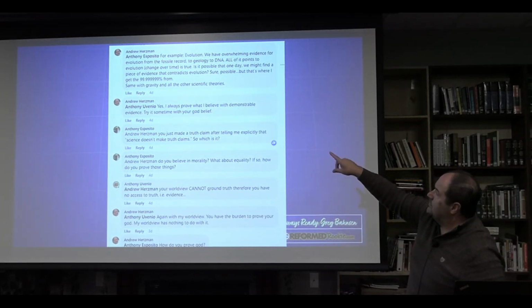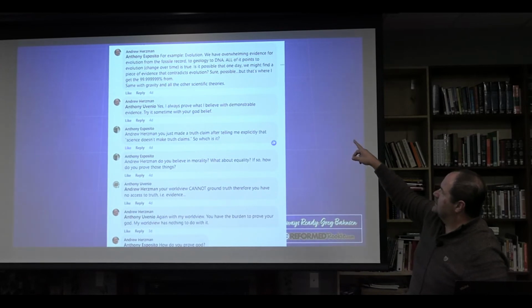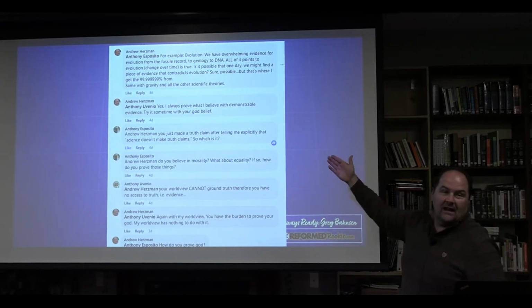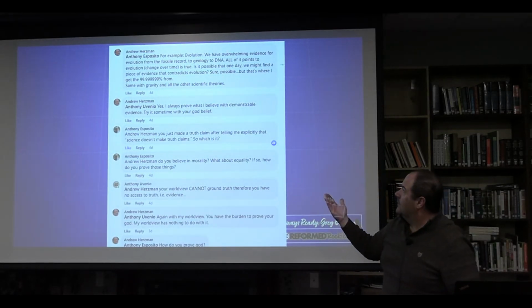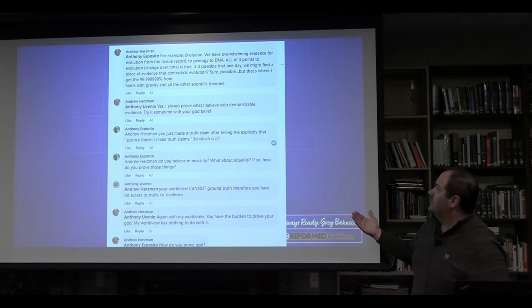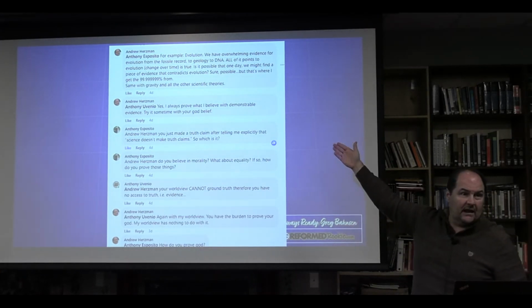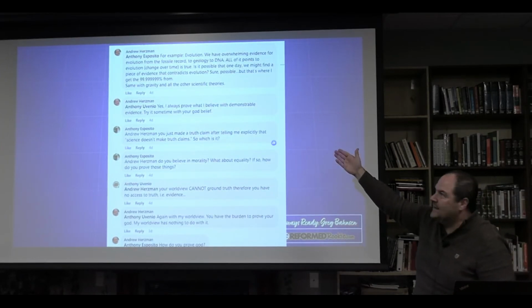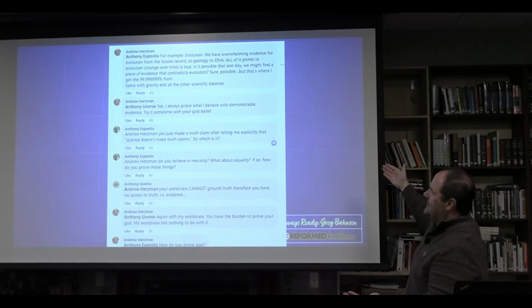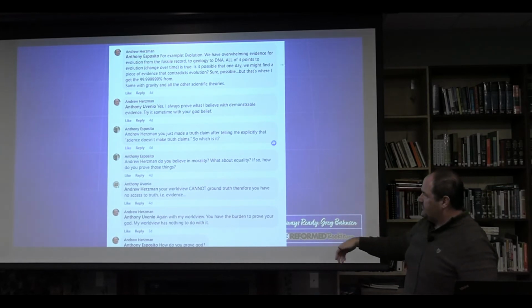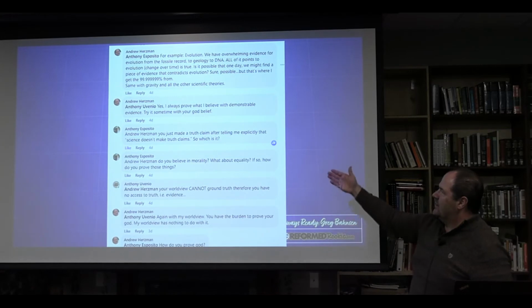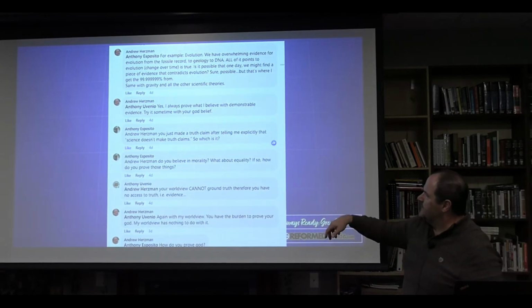So all of it points to evolution, change over time is true. It's possible that one day we might find a piece of evidence that contradicts evolution. Is it? Sure, possible, but that's where I get the 99% from. Same with gravity and all other scientific theories. How did he get 99% out of just making that statement? What mathematical formula did he do that he calculated the 99.99%? So he's answering me, yes, I always prove what I believe with demonstrable evidence. Try it sometimes with your God belief.